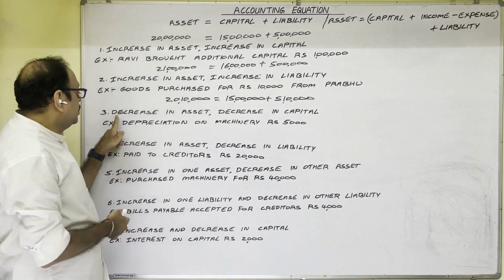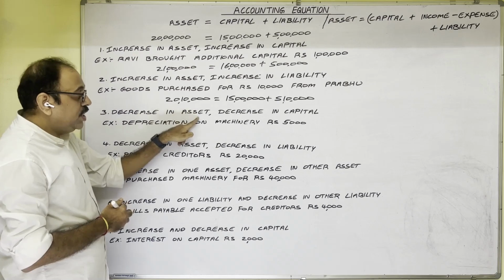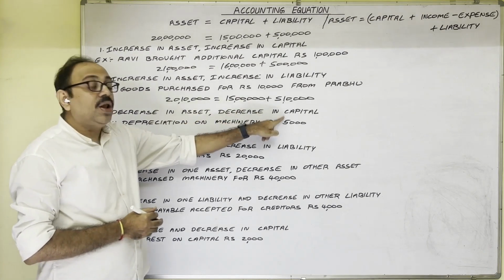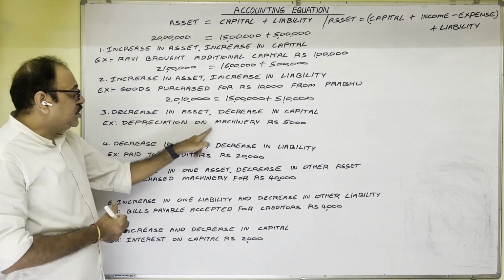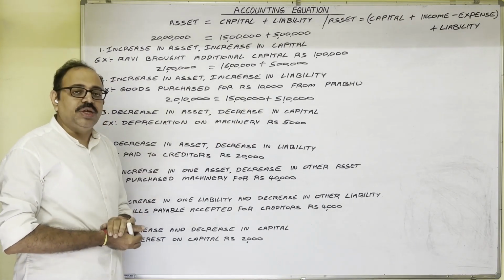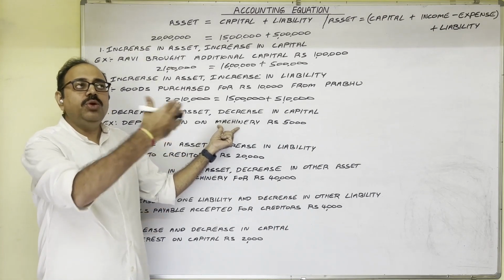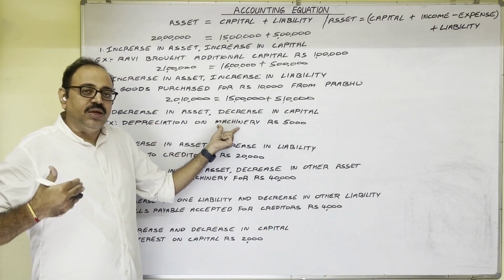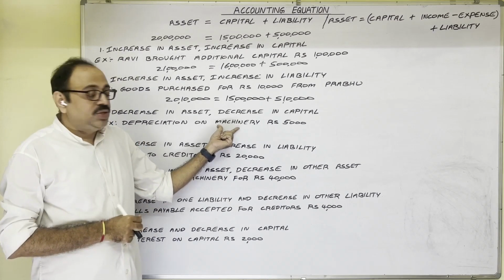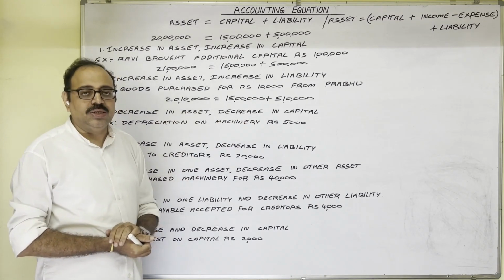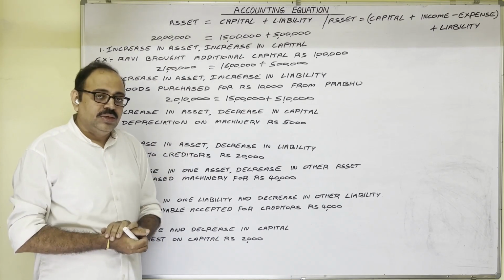Third one, in some transactions, one asset value decreases and the capital also decreases. Example, depreciation on machinery 5,000 rupees. Machinery is a fixed asset. When we use this fixed asset continuously, asset value decreases. That is called depreciation. So this is an expenditure to us. Depreciation is an expenditure. It is not a loss.